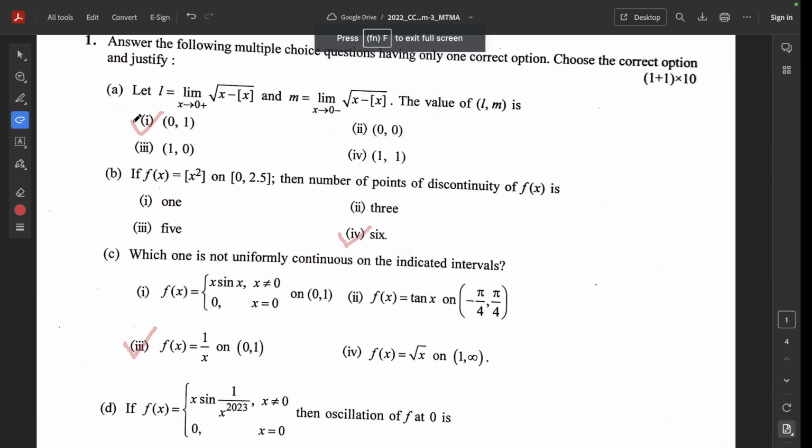Question 1b, if fx equal to box x square on the closed interval 0, 2.5, then the number of points of discontinuity of fx is, correct option 4, that is 6.